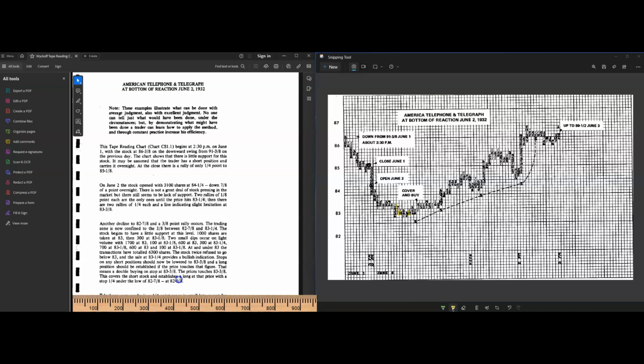Look at everything that's in his favor. He has heavy volume across the 83s, two attempts to go down that fail, a high and a confirmation higher high, and then he establishes the stop.